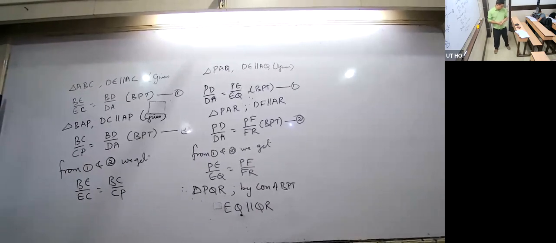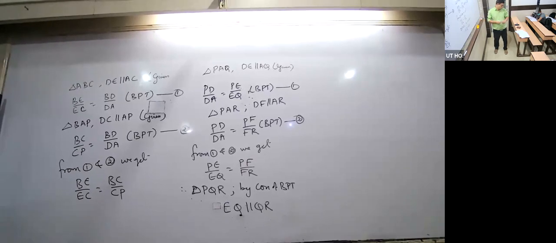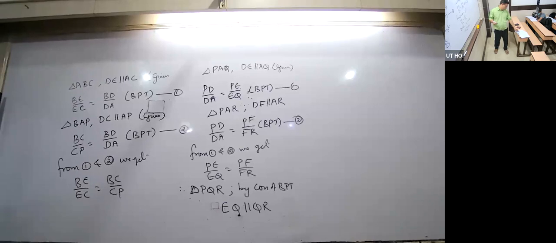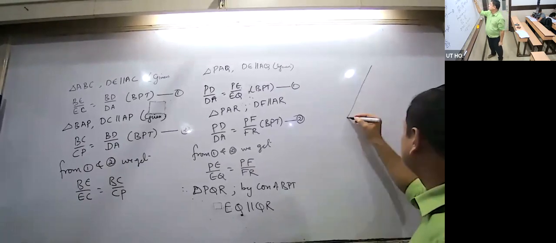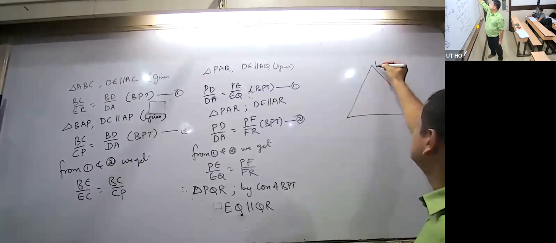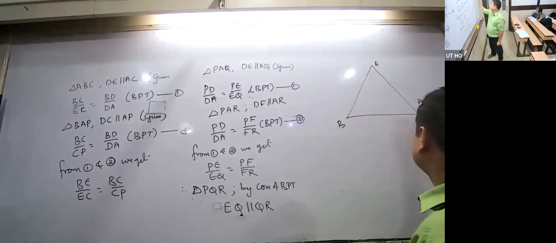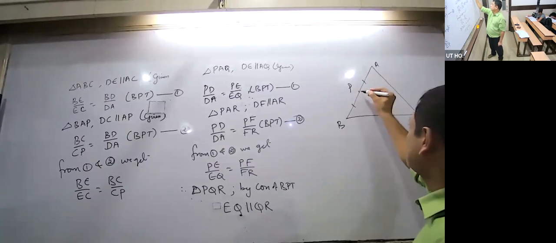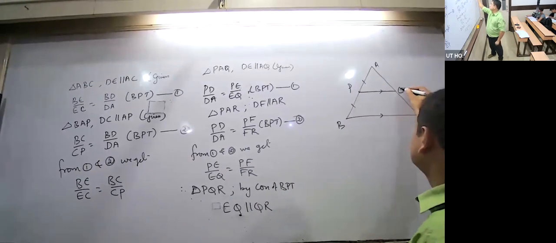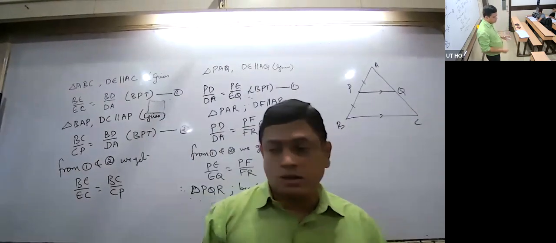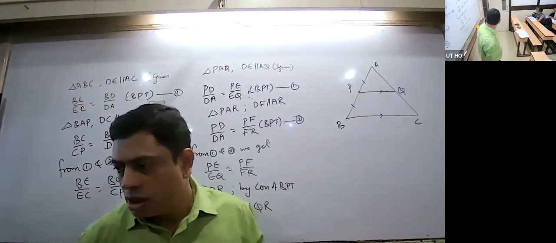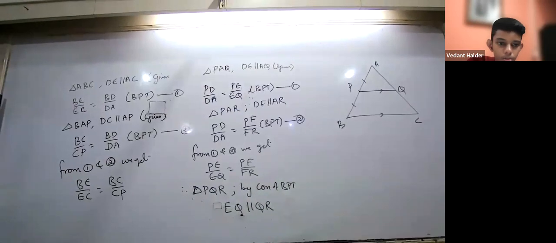Risha. Using the basic proportionality theorem, prove that a line drawn through the midpoint of one side of a triangle parallel to another side bisects the third side. So you have to draw the figure. This is a proving sum. So you have to write the given properly. This is the midpoint. Parallel to another side. So PQ is parallel to BC. What we need to prove? We need to prove it bisects the third side. Understood or not? Okay, so AQ is equal to CQ.